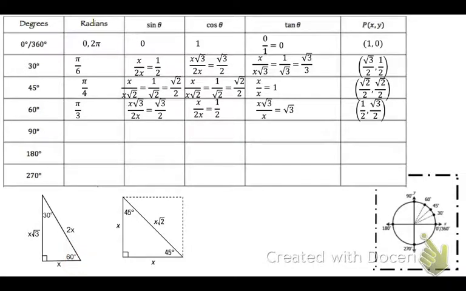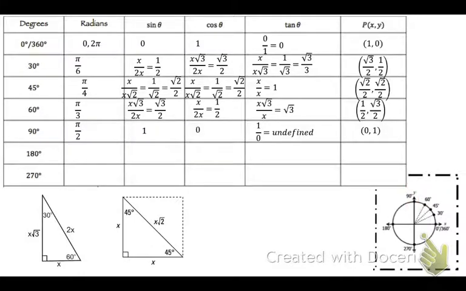Okay, let's go to 90 degrees. So first we're going to convert that to radians. So 90 times pi over 180 reduces to pi halves. Now sine, again, is my y value. So my y value right there is 1. Cosine is my x value. My x value is 0. Tangent is y over x, so that's 1 over 0. You cannot divide by 0, so that's undefined. Then that point right there is (0, 1).